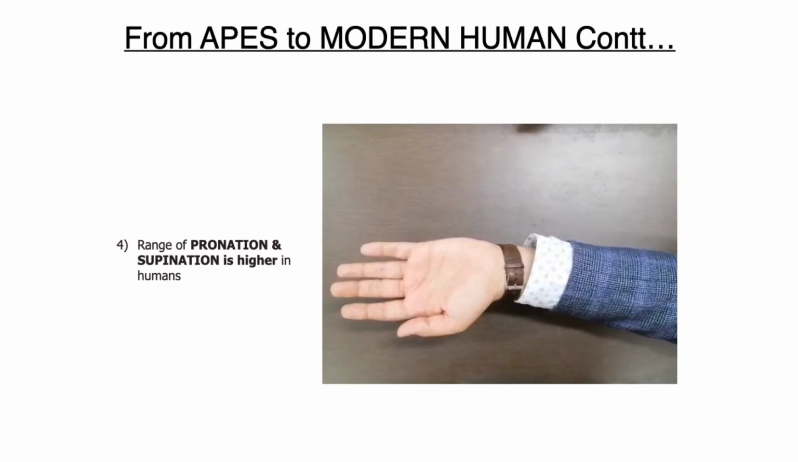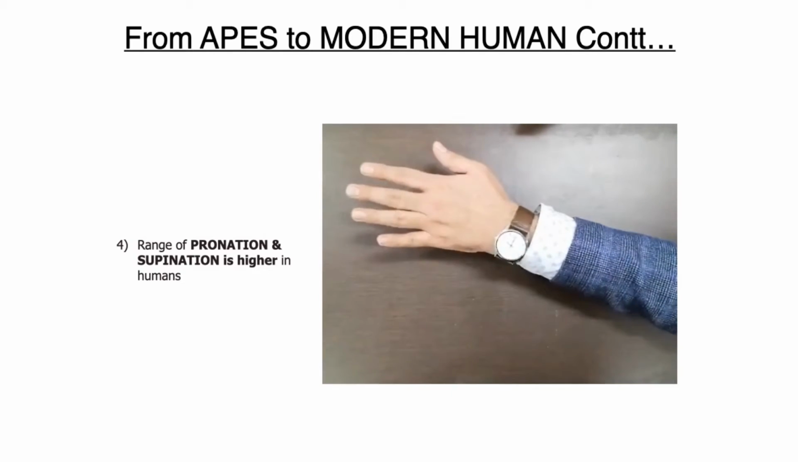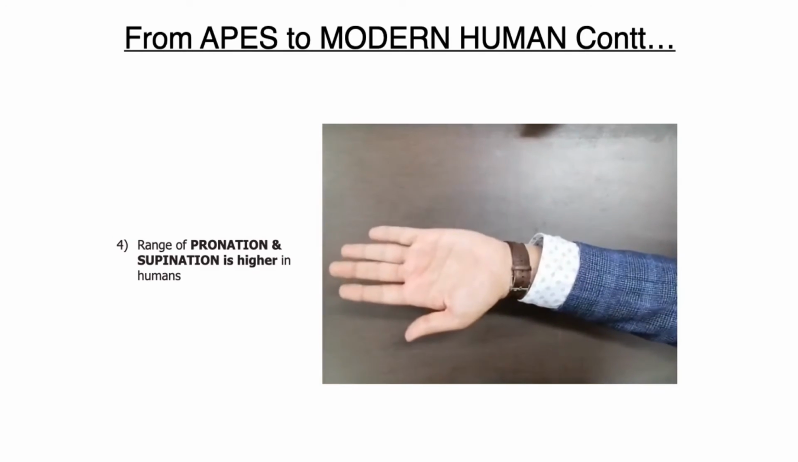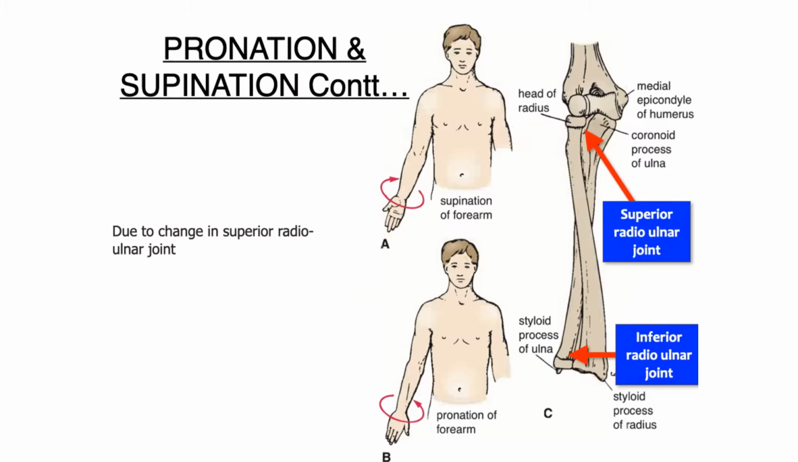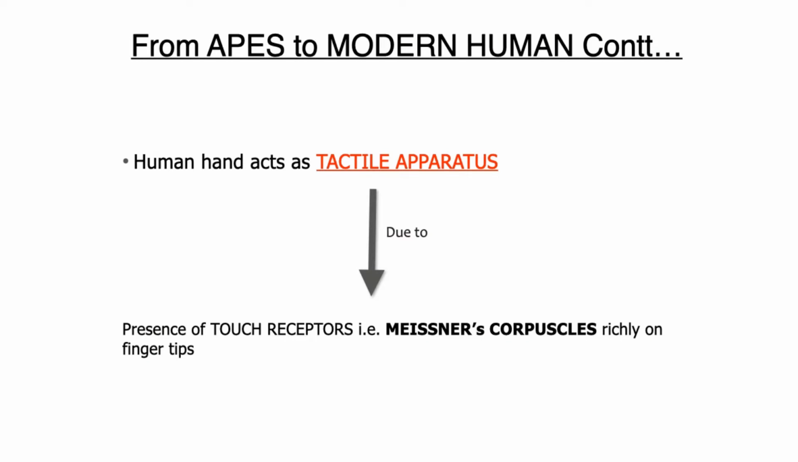Talking about the pronation and supination movement of the forearm, in human, the range of pronation and supination movement is higher compared to the primates. And it is all because of the changes in the superior, middle and inferior radio-ulnar joints. Human hand acts as a tactile apparatus because of the rich presence of touch receptors over the pulp of the fingertips, and they are Meissner's corpuscles.